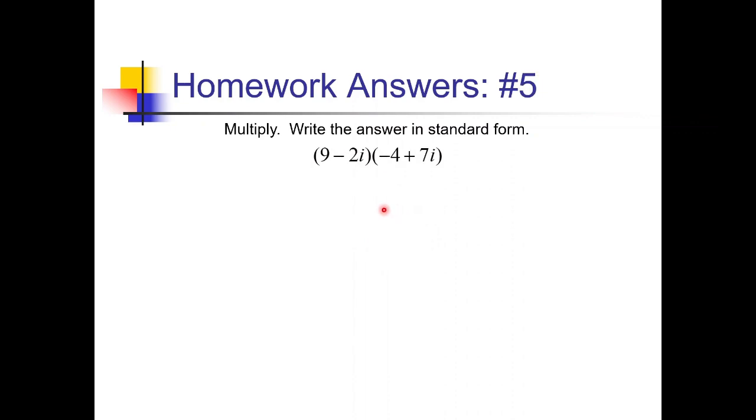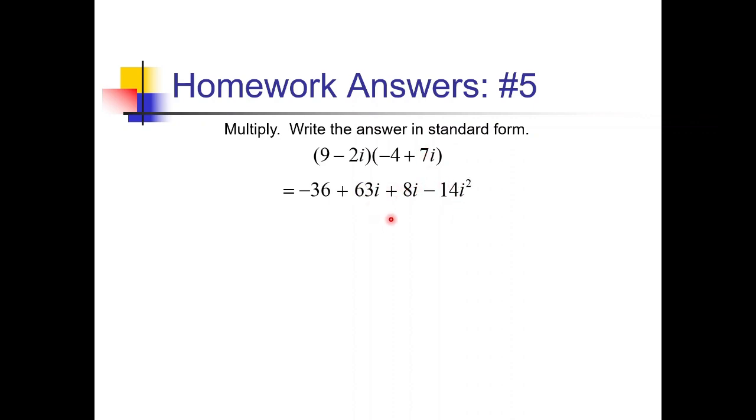For this one, we are multiplying these complex numbers together. So we're going to start by just foiling this out, double distributing this out, and then we'll figure out what to do after that. So first, we have 9 times negative 4, that's negative 36. 9 times 7i is going to give us plus 63i. Negative 2i times negative 4 is a positive 8i. And then negative 2i times 7i is negative 14i squared.